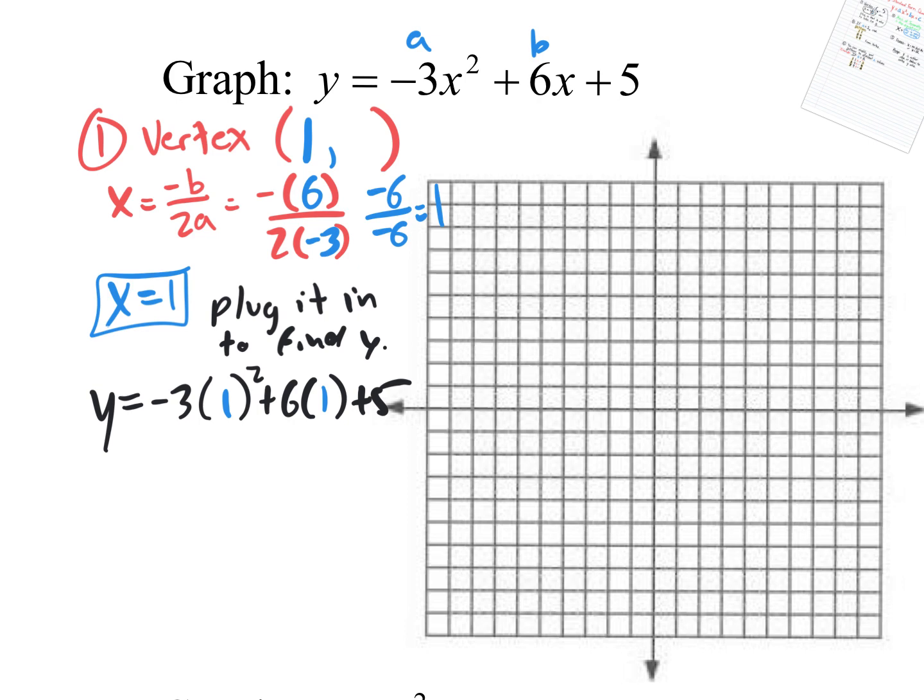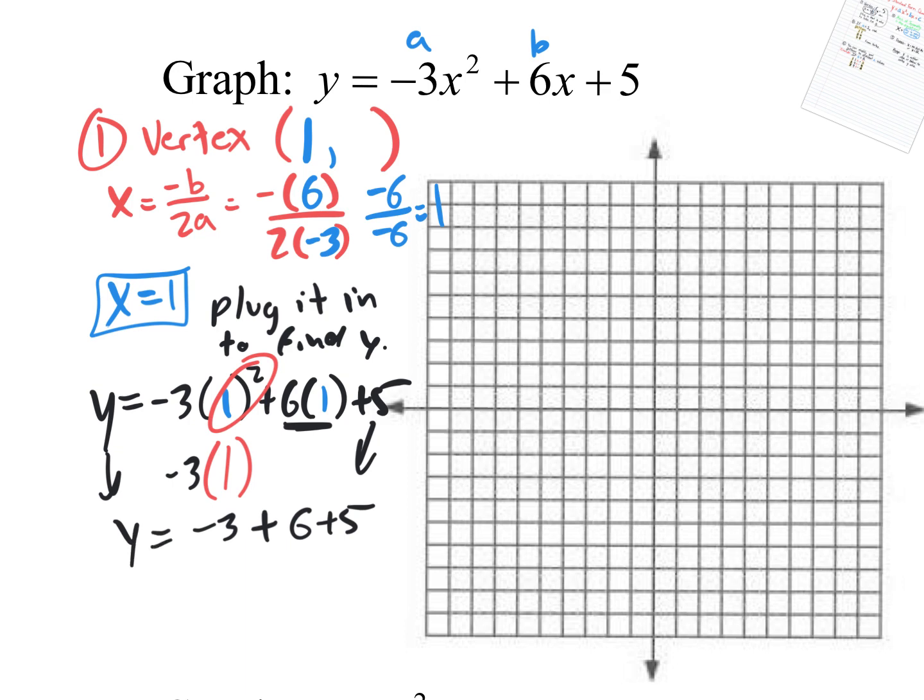Now let's do the math. And of course, when you have multiplication, exponents, and addition, you start with exponents. 1 squared is 1. So I would start with 1 squared. That's just a regular 1, but you still need to multiply it by that negative 3 in the front. So negative 3 times 1 is negative 3. And then 6 times 1, that is 6. And the plus 5, you could just bring it down. So what we really have here is y equals negative 3 plus 6 plus 5. Y equals 8.